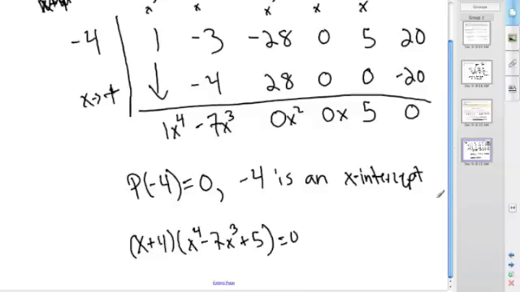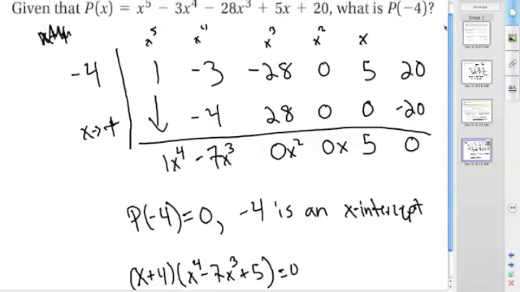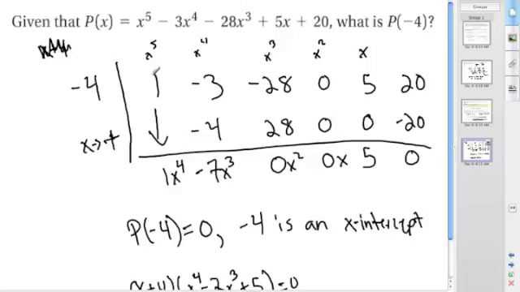So there's synthetic division very quickly. Again, synthetic division, it's coefficients, multiply, add.